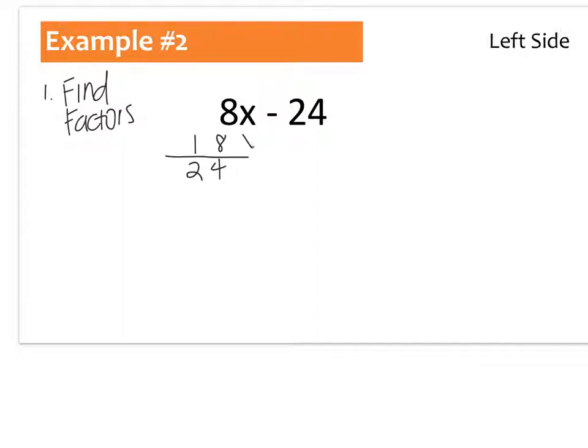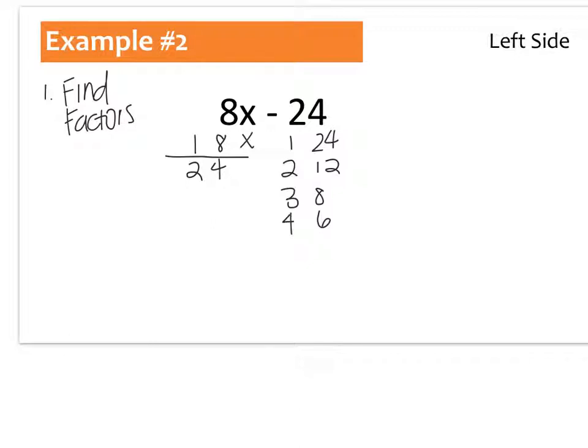And then I also have to bring down the x, because there's nothing I can think of with x. Another way for 24 is I can do 1 and 24. I can do 2 and 12, 3 and 8, 4 and 6.